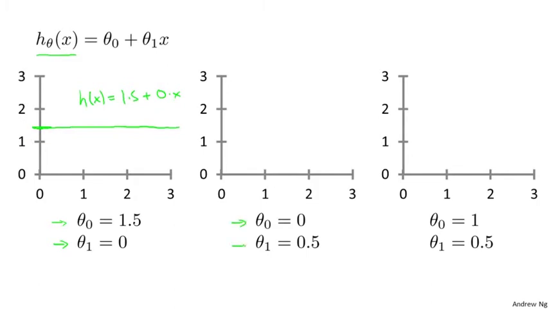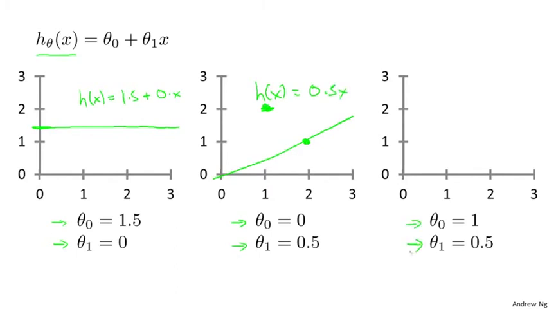If theta 0 equals 0, theta 1 equals 0.5, then the hypothesis will look like this. And it should pass through this point (2, 1), since you now have h of x, so really h subscript theta of x, but sometimes I'll just omit theta for brevity. So h of x will be equal to just 0.5 times x, which looks like that.